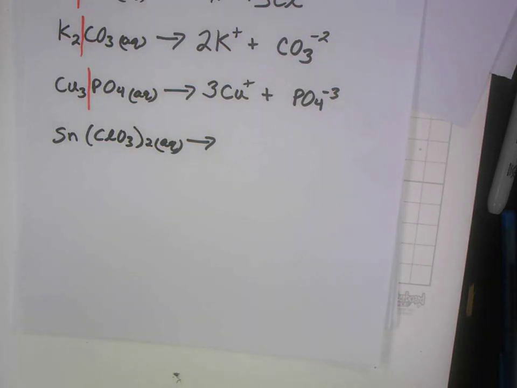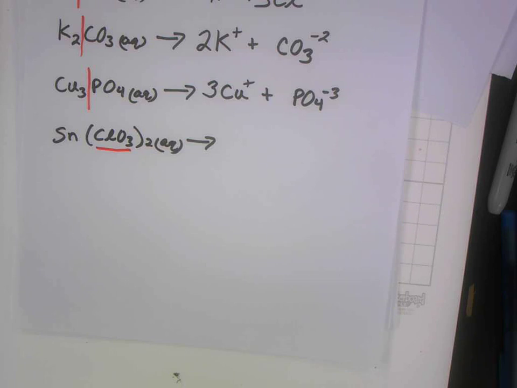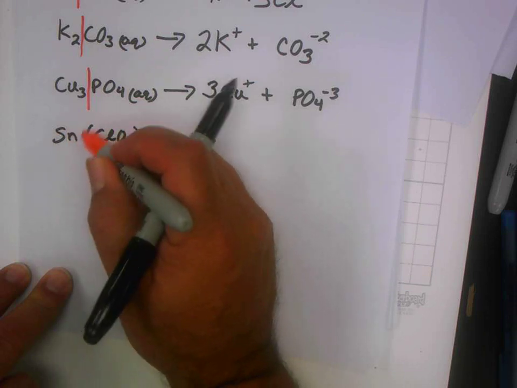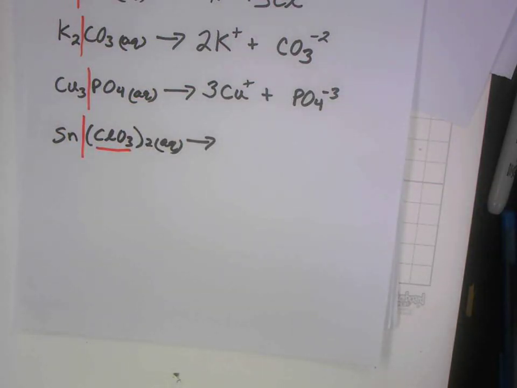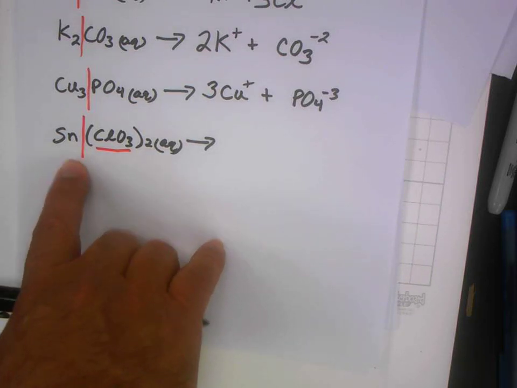Oh, this one kind of has a giveaway. See those parentheses? Remember the parentheses, why we use parentheses? We use parentheses when we need more than one of a polyatomic ion. So it's kind of the giveaway that what's inside the parentheses is our polyatomic ion. Whenever you have parentheses, whatever's inside the parentheses is your polyatomic ion. And following the other rule, the first element is a metal, and we separate that out. So both ways we can figure out that we're going to have a tin, Sn is tin, a tin ion, and the ClO3 ion.